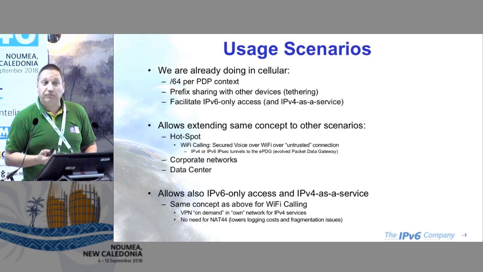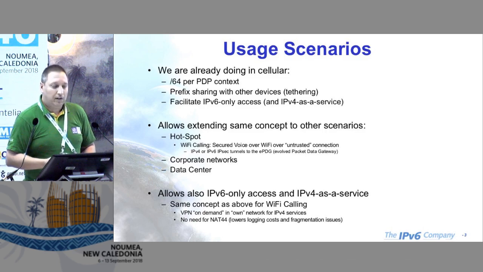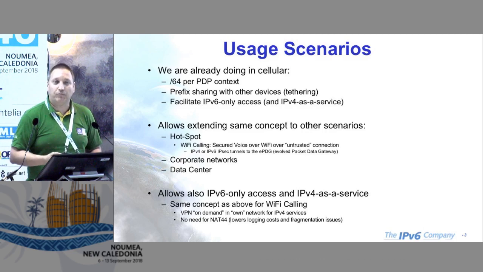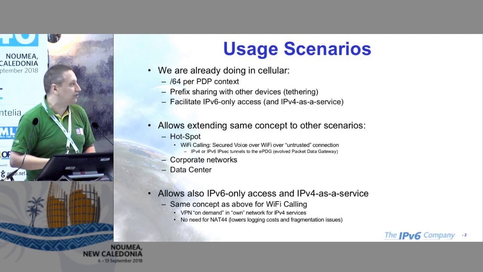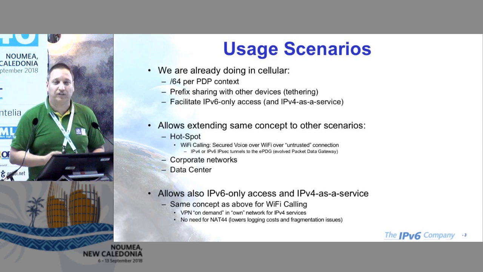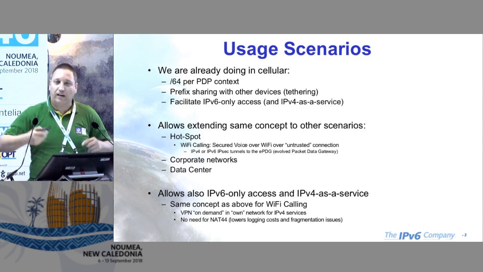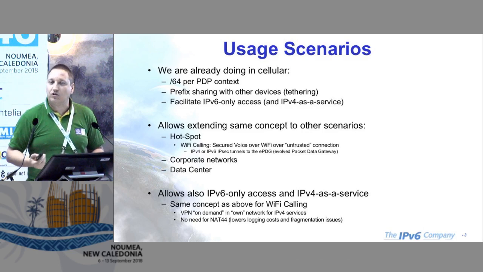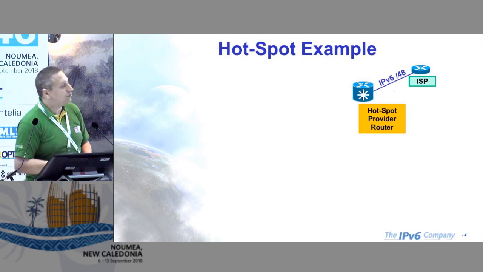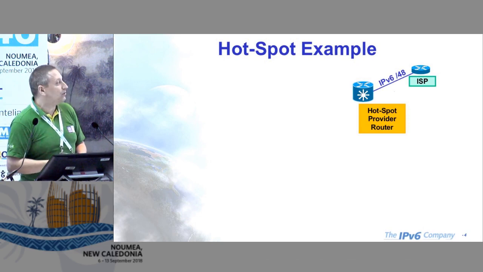Okay, so use as scenarios. In fact, this is something that we have been doing in cellular. In cellular, by definition, every cellular phone in each PDP context gets a /64. So basically, the concept is just the same. And then you share this /64 among other devices if you are doing tethering. The cellular phone becomes then like a kind of router in addition to a host, to allow those shared prefixes among the other hosts, right? So I am going to jump straight to some of these specific examples.